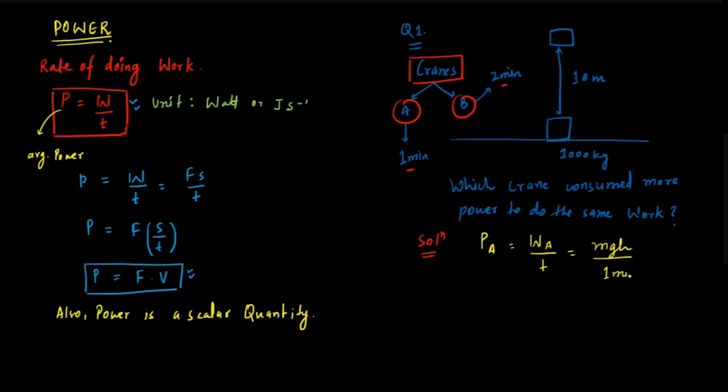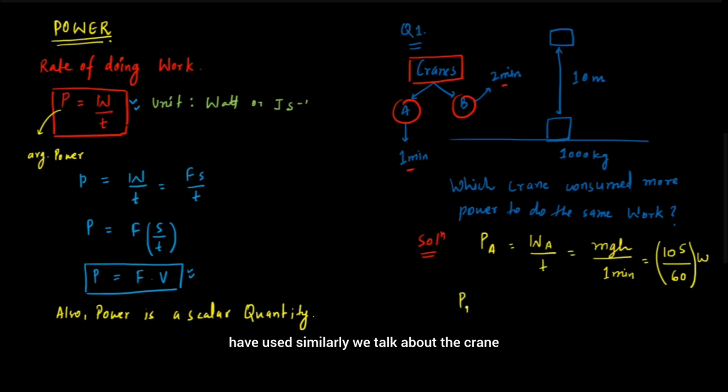It must have taken 1 minute to do the job. So power would be 1000 times 10 times, if I take g as 10, again 10. So it is going to be 10 to the power 5 joules of work, which it must have done in 60 seconds. So you can say this much amount of energy it must have used. Similarly, crane B also does the same work but in more time, that is 120 seconds.